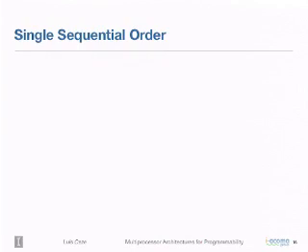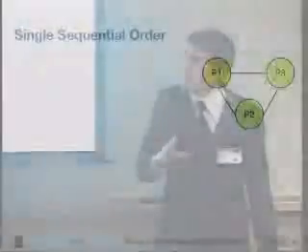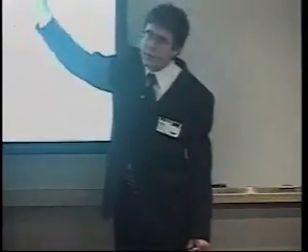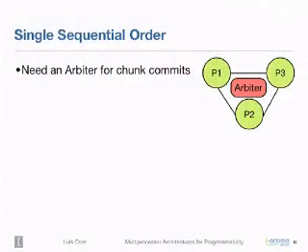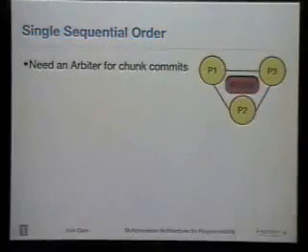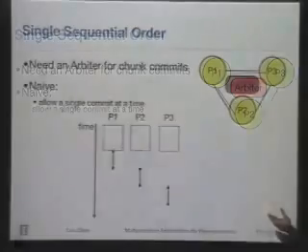Okay, so now let's look at the problem of single sequential order. This is an interesting problem because I'm assuming that the multiprocessor has a generic network. I'm not assuming a bus or any ordering property inherent to the network. So in this case, I'm depicting here a point-to-point network with 3 processors. We need an arbiter to guarantee this global total order of chunk commits. A very naive way of doing that is just allow a single processor to commit at a time. But this restricts performance way too much.